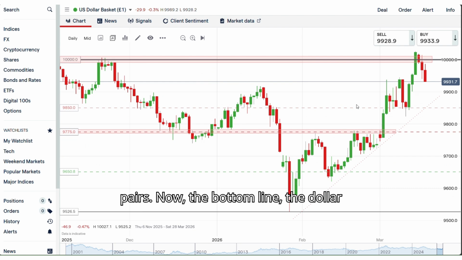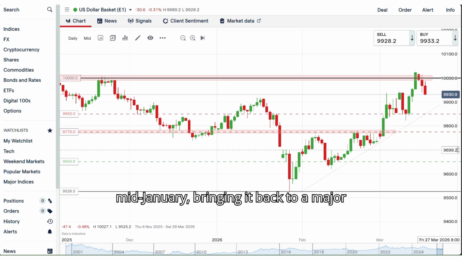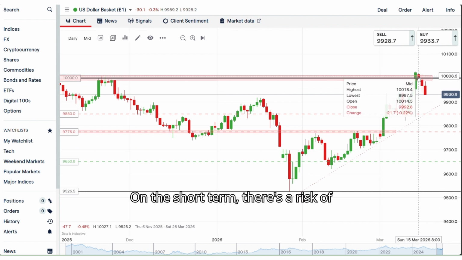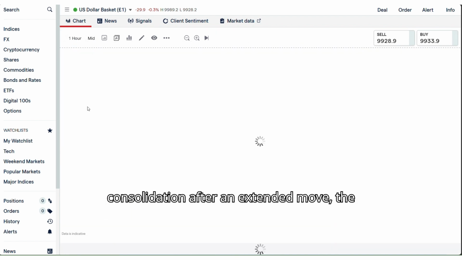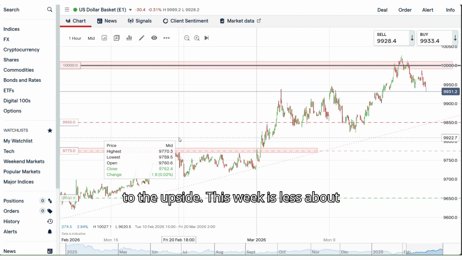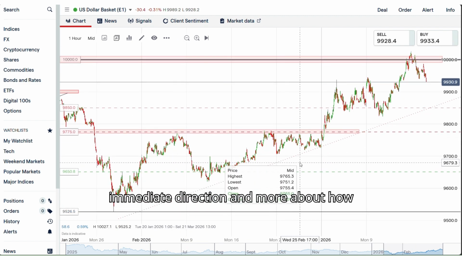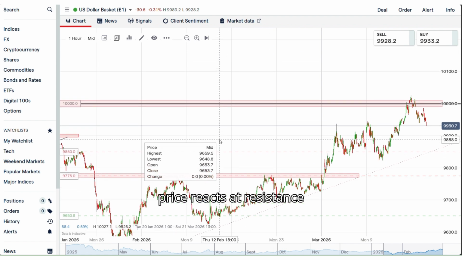Now, the bottom line. The dollar has delivered a clean recovery since mid-January, bringing it back to a major decision point at 100. On the short term, there's a risk of consolidation after an extended move. The medium-term structure is gradually shifting to the upside. This week is less about immediate direction and more about how price reacts at resistance following the Fed decision.